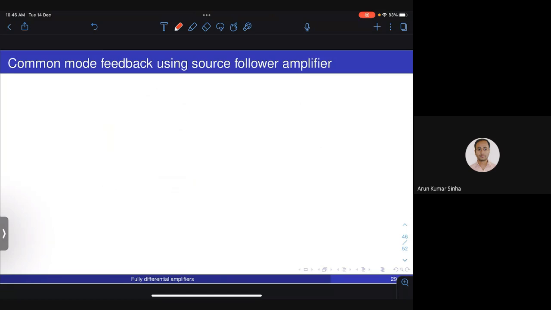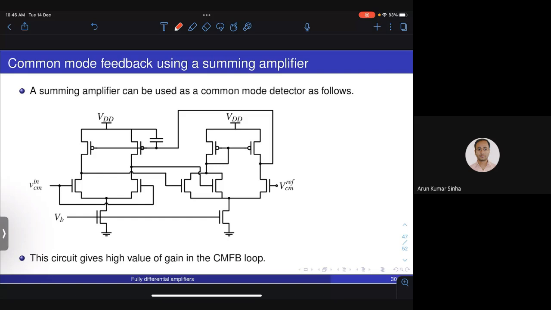Okay, I have discussed this. So next is source follower amplifier using a current summing amplifier. This is again a very simple circuit. So essentially what happens here is, let us say this is VCM plus V and this is VCM minus V. At steady state, if this current is I, this will be I by 2, this will be I by 4, this will also be I by 4.